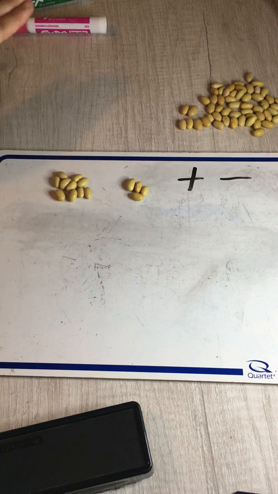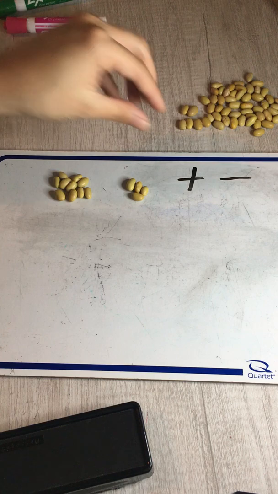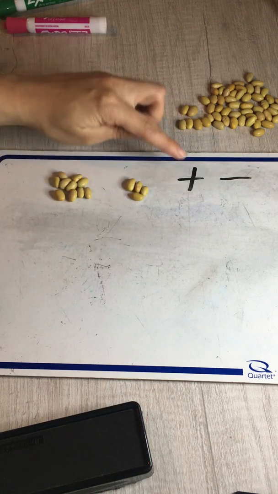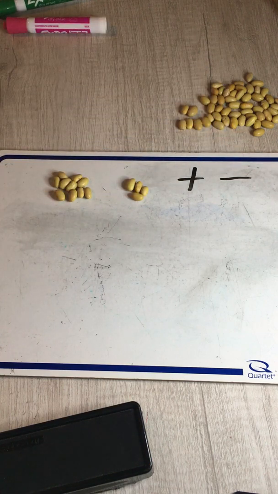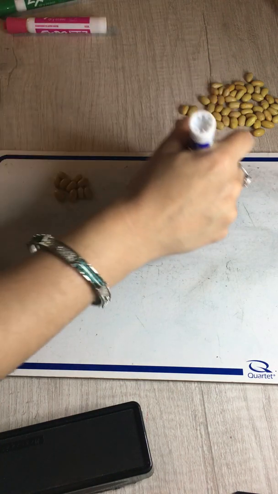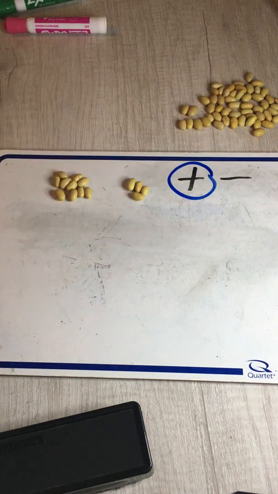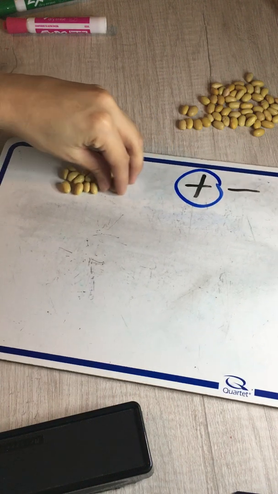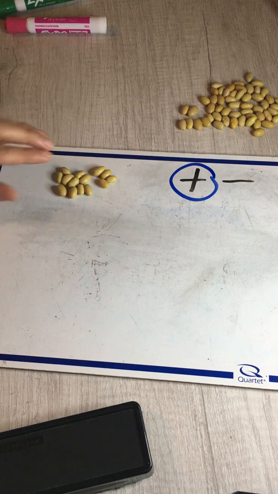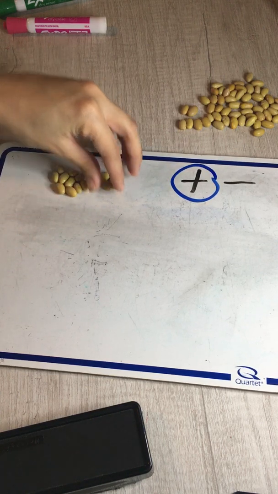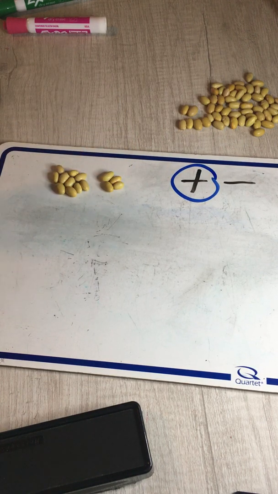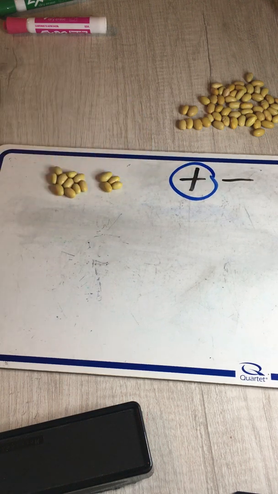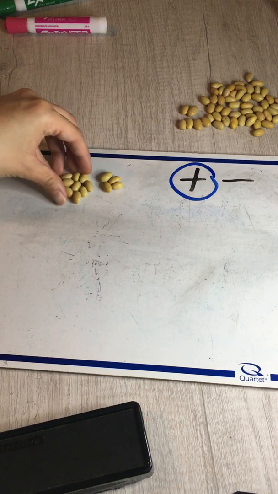Now, did I take away beans? Nope, I added some more beans. So is this addition or subtraction? It is addition. So we're going to use the plus sign. We're adding them together. And so when I add them together, how many do I have all together? Remember, I have 10 and 4 more. Remember your numbers in the tens. I have a group of 10 and 4 extra ones. So how many do I have all together? 14. I have 14 beans.